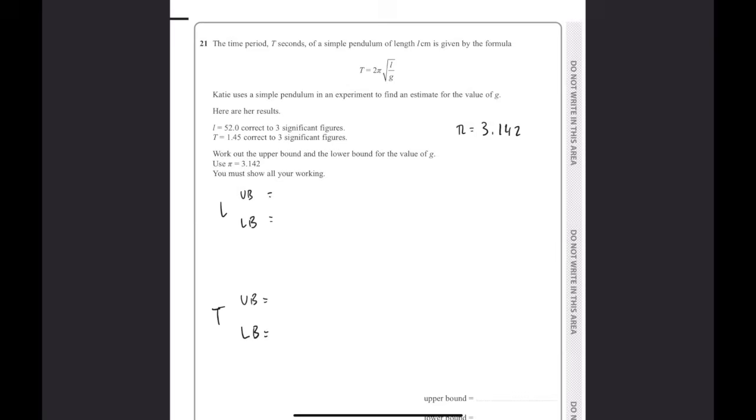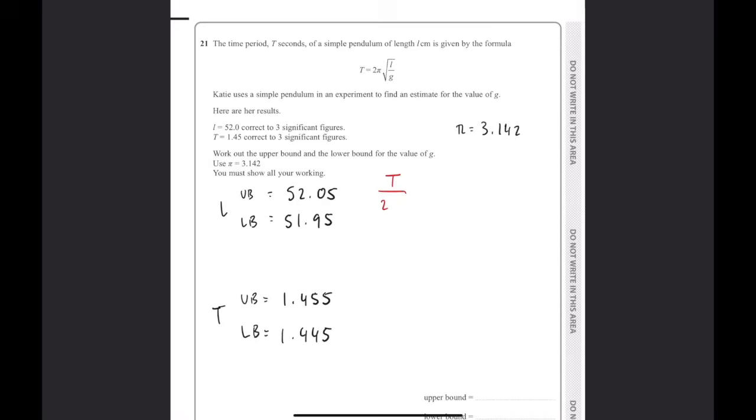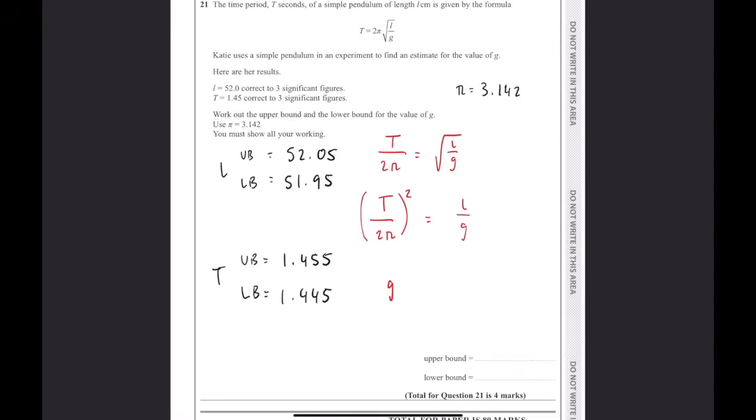If it's 52.0 correct to three significant figures, that could be 52.05 or 51.95 for the bounds for that. For T, we could have 1.455 or 1.445. Now we need to work out G, not T, so we need to rearrange this equation. So we can say T over 2 pi equals root L over G. We can then square both of those, and then just by rearranging a little bit more, G is going to equal 4 pi squared L over T squared.